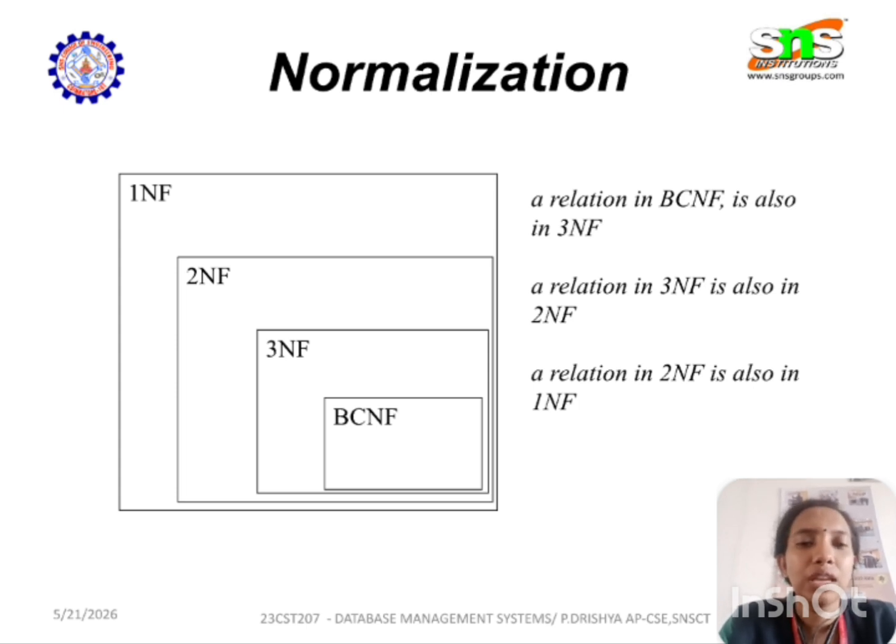This figure shows that if data is in BCNF, Boyce-Codd normal form, it should be in 3NF, and if it is in 3NF, it should be in 2NF and 1NF. So every normal form is included in the other form. A relation in BCNF is also in 3NF. A relation in 3NF is also in 2NF. A relation in 2NF is also in 1NF. Hope you understand this diagram.